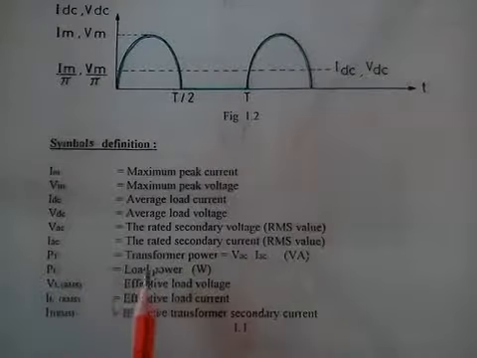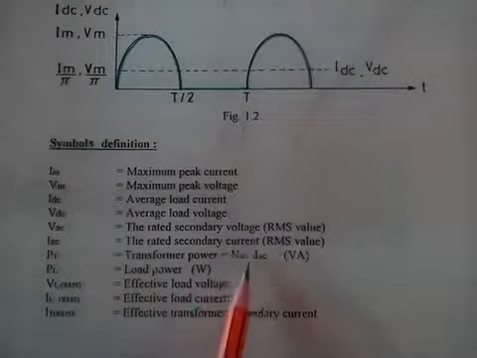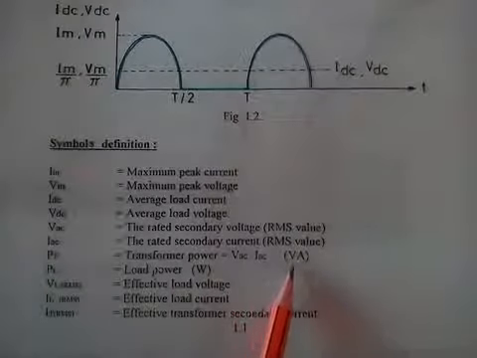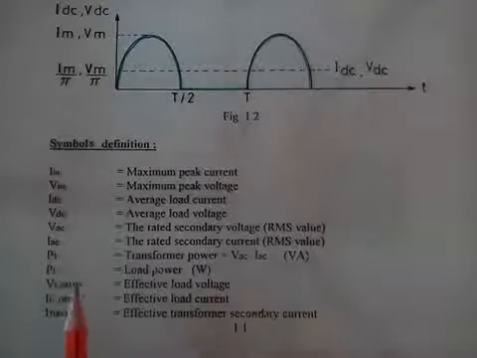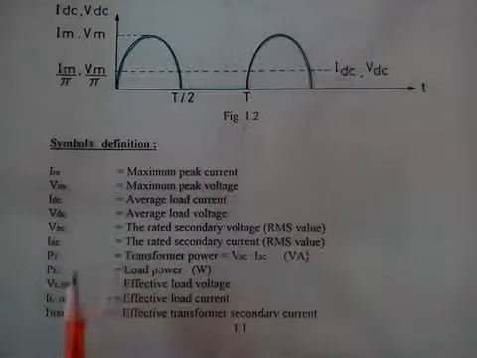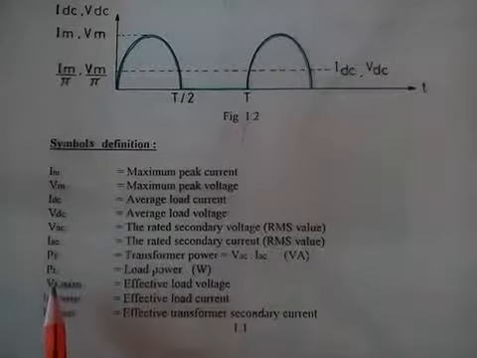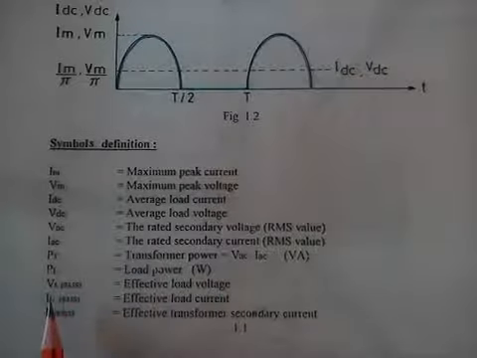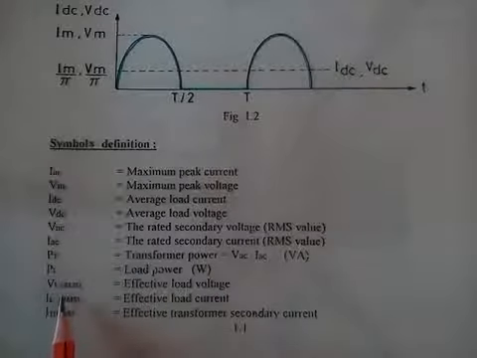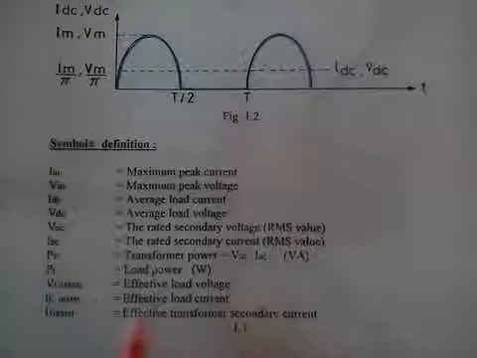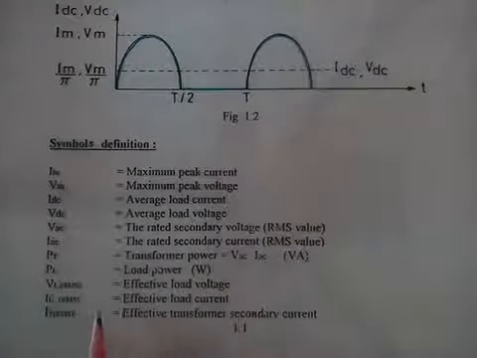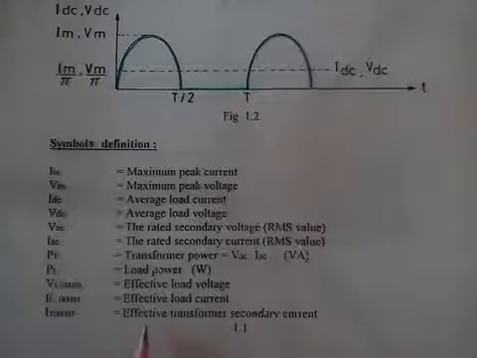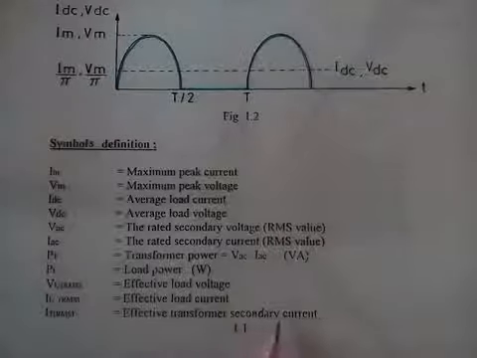You have the PT, the transformer power, which is the VAC multiplied by the IAC. It's in volt ampere. It's not in watt. Okay, that's what's written in the transformer too, or part of the specifications of the transformer. You have that PL, it's the load power, it's in watts. You have the VL in RMS, it's the effective load voltage. You have the IL in RMS, it's the effective load current. You have the IT in RMS, it's the effective transformer secondary current.